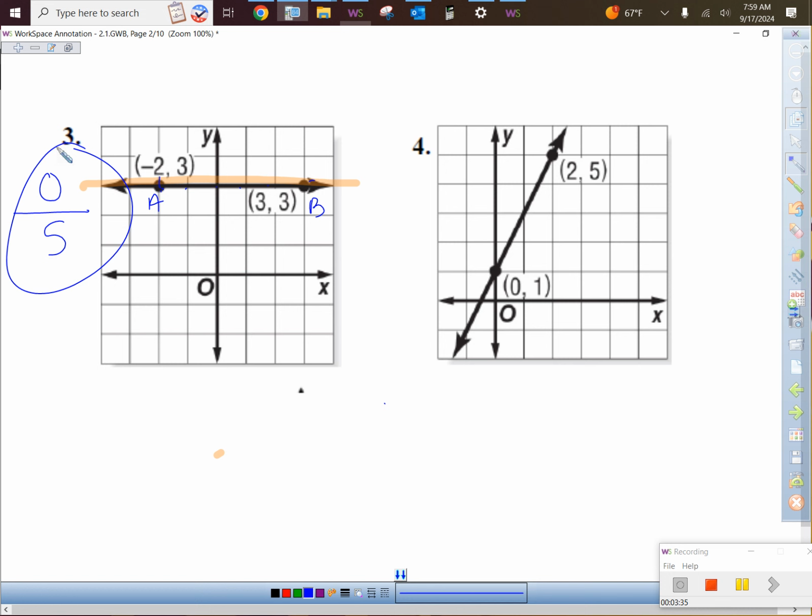They're like, I don't think you can reduce that. You totally can reduce it to 0. The slope of that line is 0. Please find the slope of number 4. Pause the video and get that done.